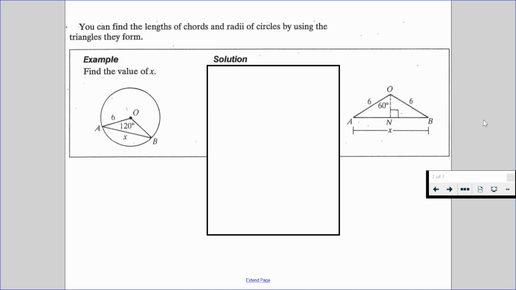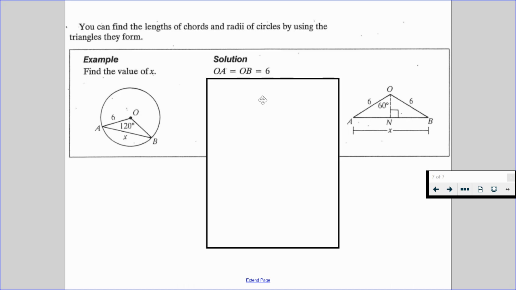You can find the lengths of chords and radii of circles by using the triangles that they form. So over on the left hand side, we are asked to find the value of x. We're given that AO is 6. We have the measure of angle AOB is 120 degrees, and we are trying to find the length of the chord AB. If we draw it separately over on the right-hand side, we can create triangles. And you're going to notice that we have a 60-degree angle, which means we can use a 30, 60, 90 triangle to help us out.